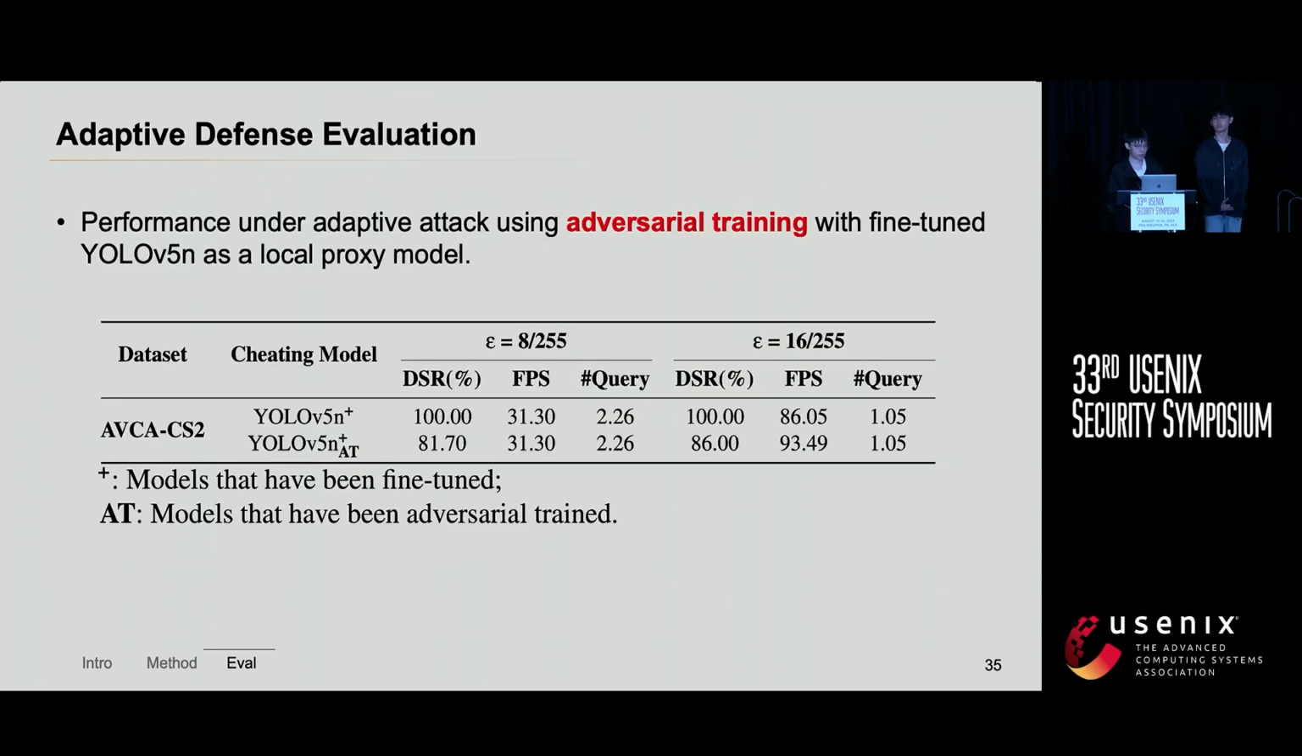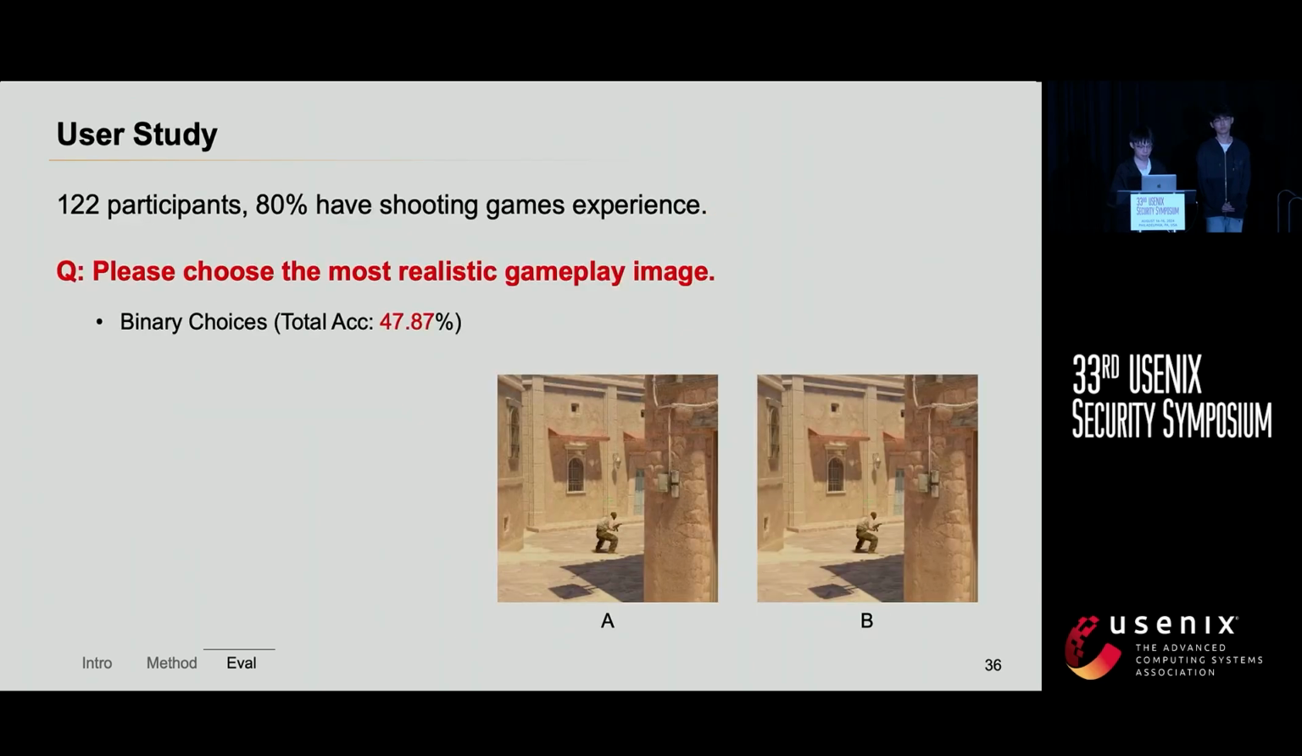To test whether our defense remains effective after cheaters may obtain the universal clock and fine-tune their models based on the clock, we conduct an adaptive defense evaluation. The results show that adversarial training with the universal clock reduces the defense success rate by less than 20% on the CS2 dataset, and indicate that our clock defense remains highly effective even against adaptive attacks.